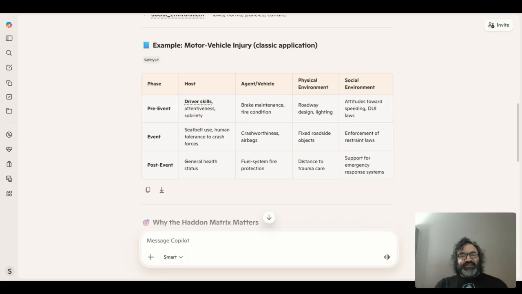So study this a bit more if you're in public health, since this is not something that is often looked at. I hope this has made some sense. Thank you for listening.